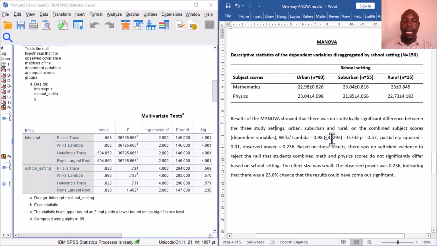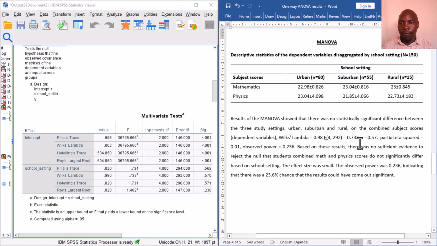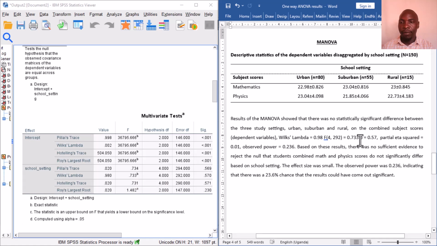0.98, we put it there, and the F statistic at degrees of freedom 4 and 292 for error. That is, the value is 0.733. It is here, you can see. Then our overall p-value is 0.57, non-significant. So based on these results, there was no sufficient evidence to reject the null that students' combined math and physics scores do not significantly differ based on school settings.